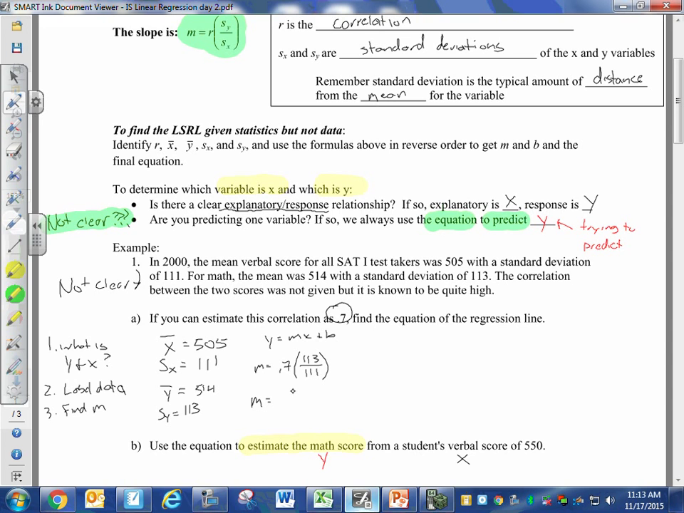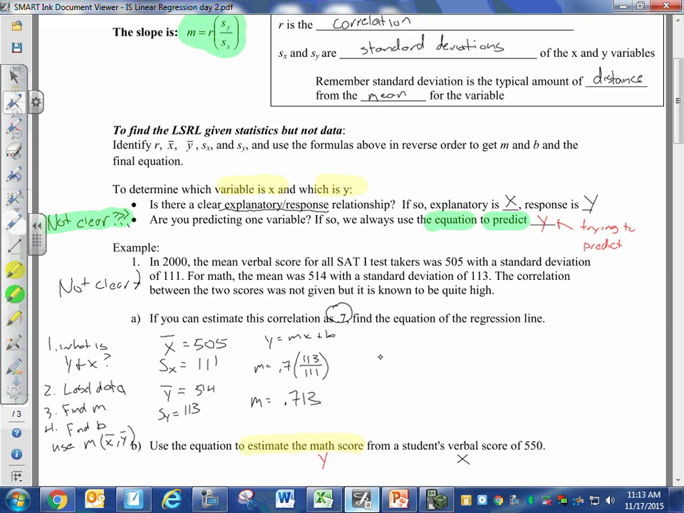0.719. I divided it by 11 and said 111. 0.719. 0.713. Okay, good. Next is going to be to find b. It's simple if you use m and then the point x bar, y bar.